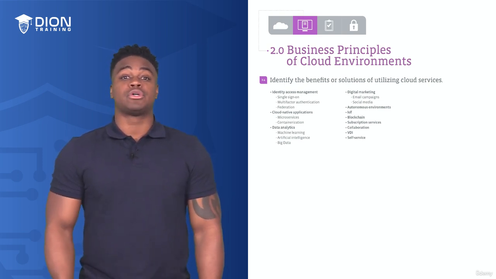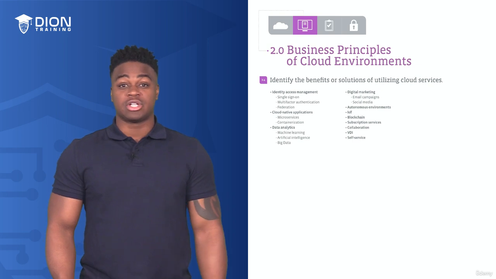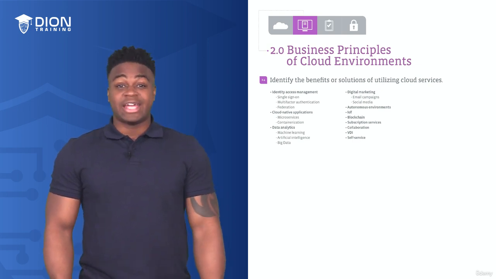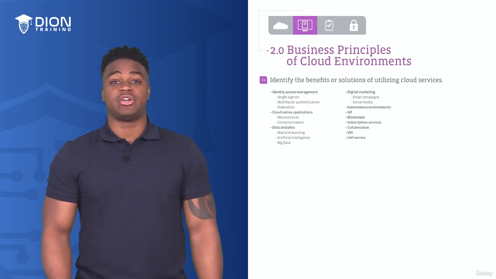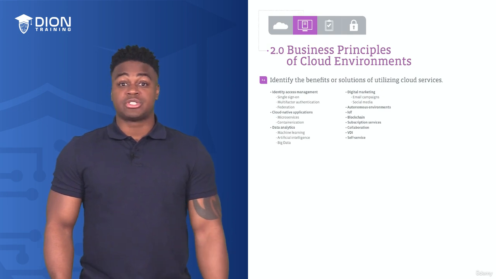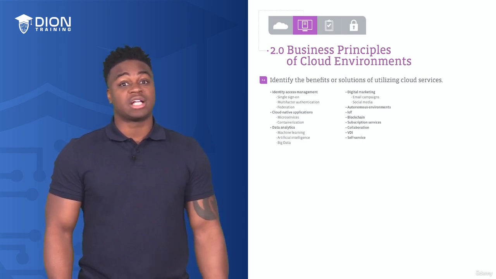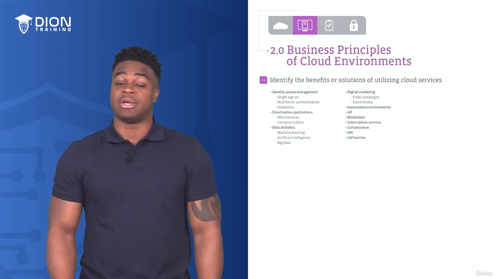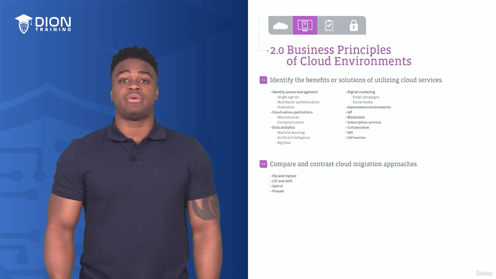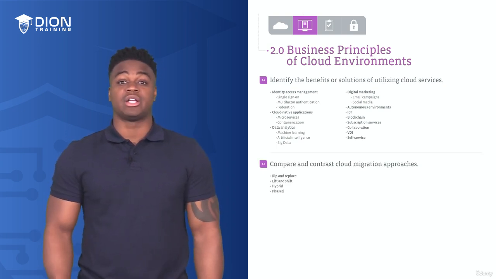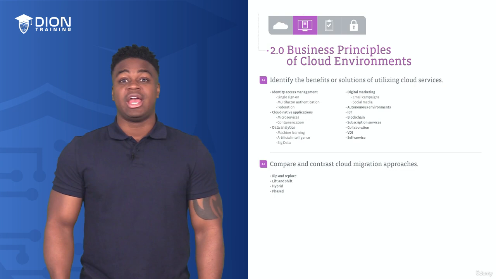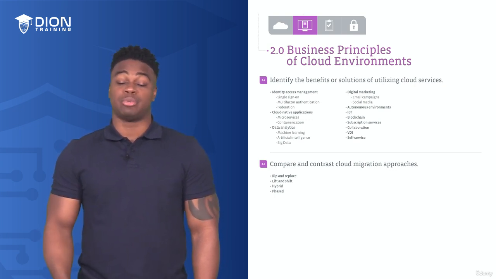We'll be specifically focused on cloud-native applications, including microservices and containerization, data analytics, which includes big data, machine learning, and artificial intelligence, subscription services, which includes digital marketing, email campaigns, and social media, and also emerging technologies like autonomous environments and the Internet of Things, blockchain, collaboration, and virtual desktop infrastructure. And Objective 2.5 states that you must be able to compare and contrast cloud migration approaches, including rip and replace, lift and shift, hybrid, and phased approaches.